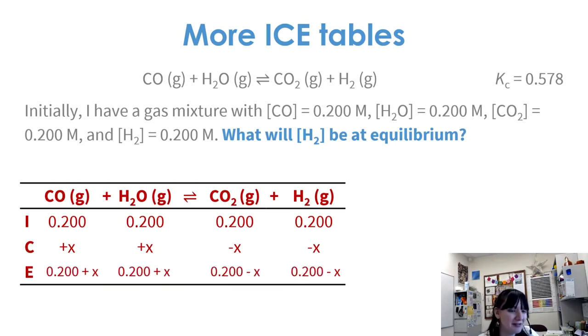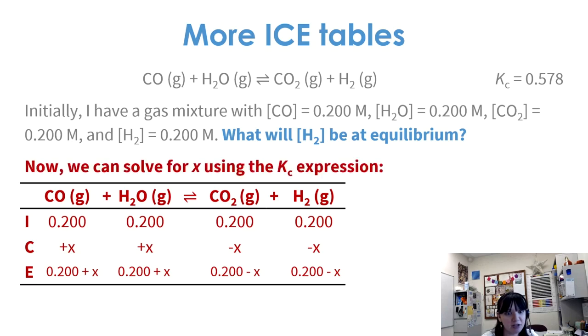And so now that I've decided which way X is going to change, I have in the final row right here my equilibrium concentrations of each of my different reactants and products. This is still just in terms of X, but it is 0.200 plus X for carbon monoxide and water vapor, and then 0.200 minus X for carbon dioxide and hydrogen. So again, just combining the initial plus the change line, that should give you your equilibrium line.